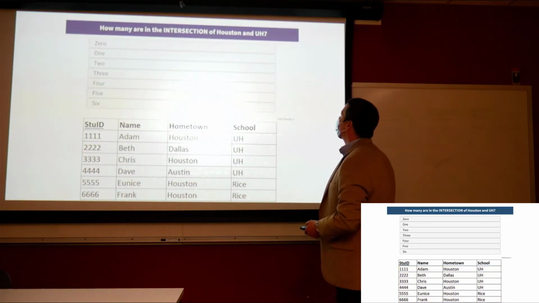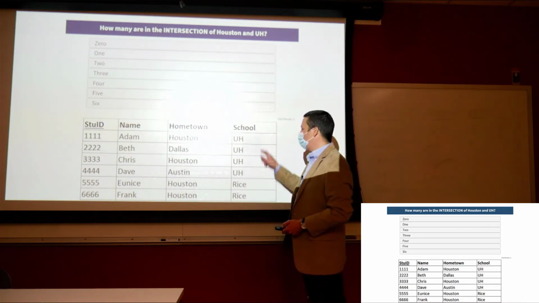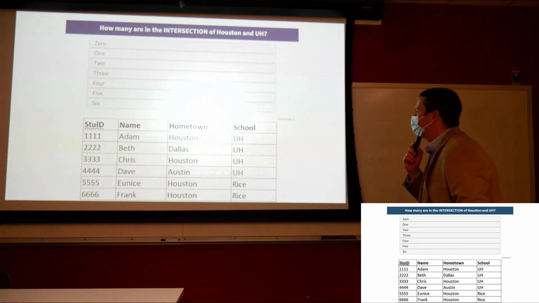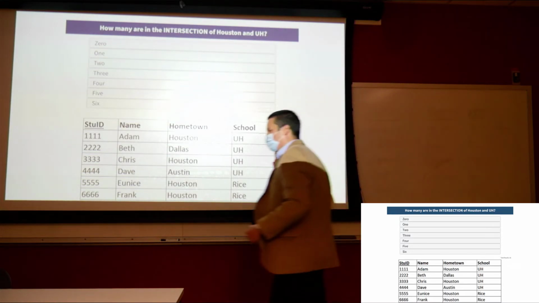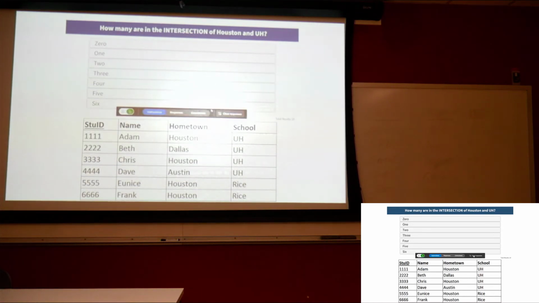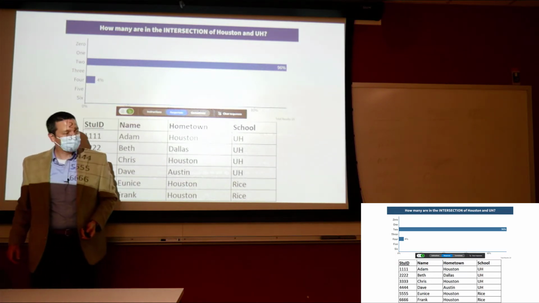How many are in the intersection of being from Houston and attending UH? So they're from Houston and they attend UH. Oh, so this person just really likes the number 4. They're going for 4. 96% of you think that it's 2.